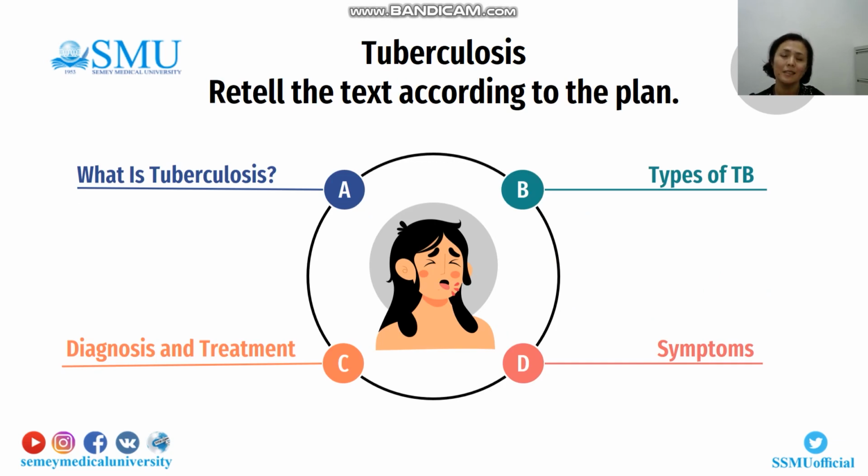Your home task is to retell the text according to the given plan. First is, what is tuberculosis? You should give the definition. The second is types of tuberculosis. From the text, you know that there are two types, latent and TB disease. It means active TB. Then you should speak about symptoms, and the last is diagnosis and treatment. It means how TB disease can be diagnosed and treated.